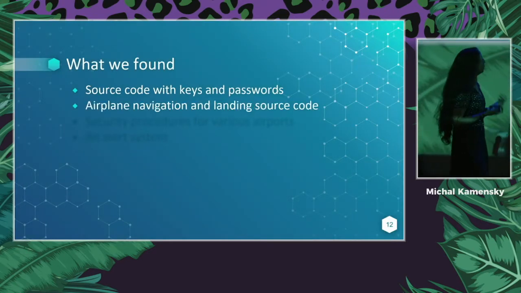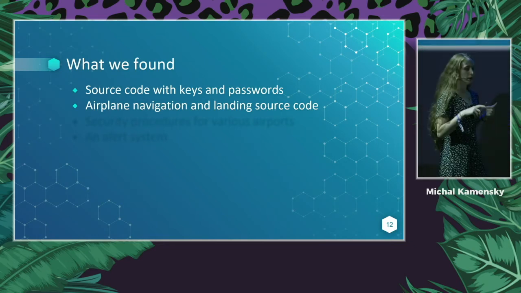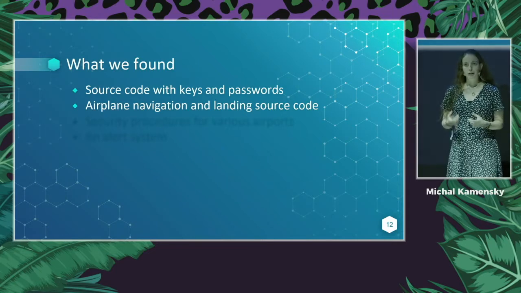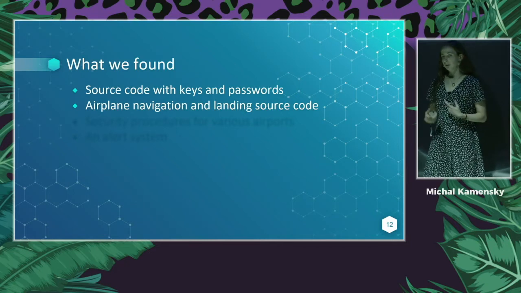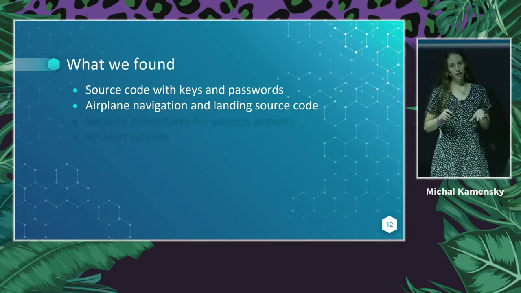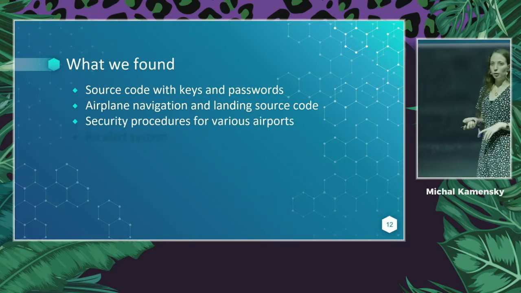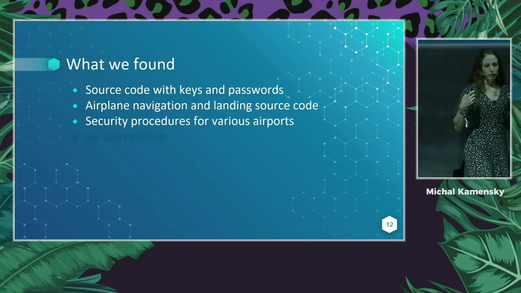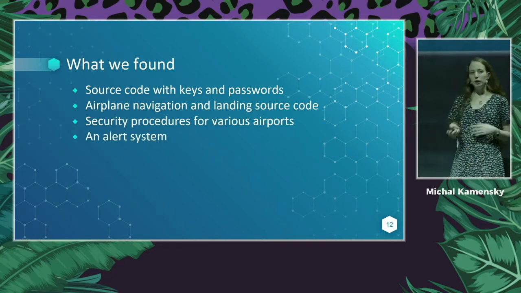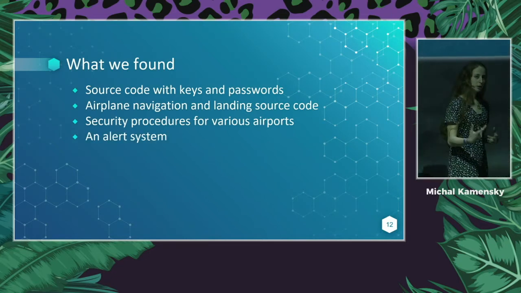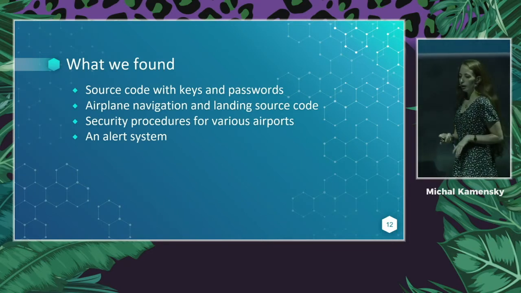There were airplane navigation and landing source code, including equations for calculating landings of airplanes, that had writing permissions. Just anyone could go and change the source code for the landing of an airplane. There were security procedures from various airports around the world. And there was an alert system to send urgent messages and alerts for pilots while they're flying midair, and many more.